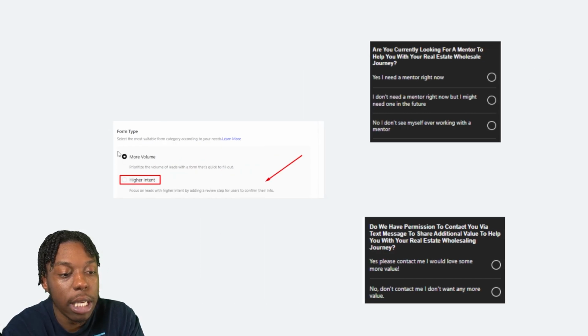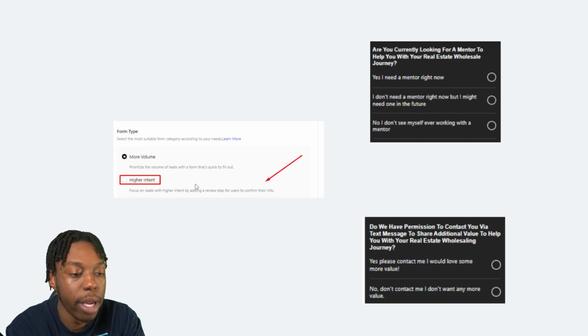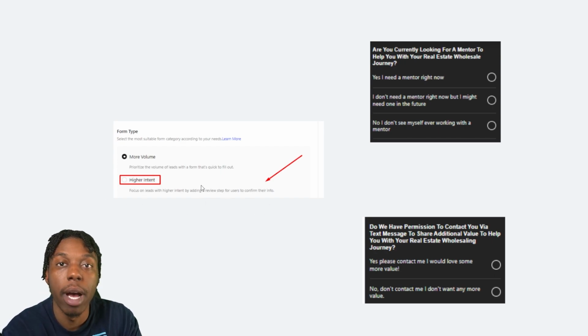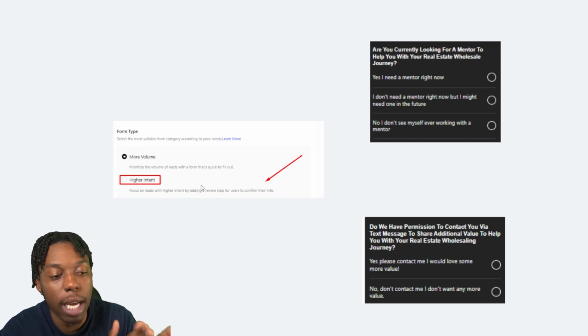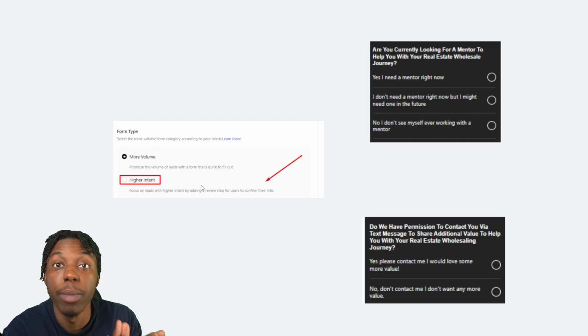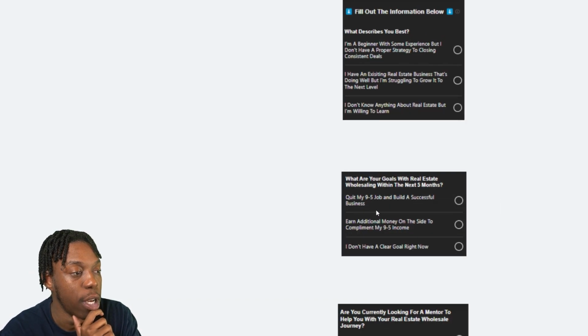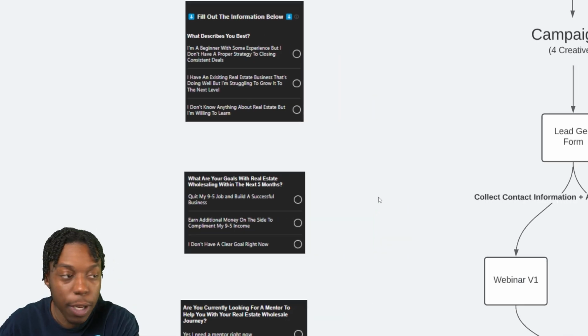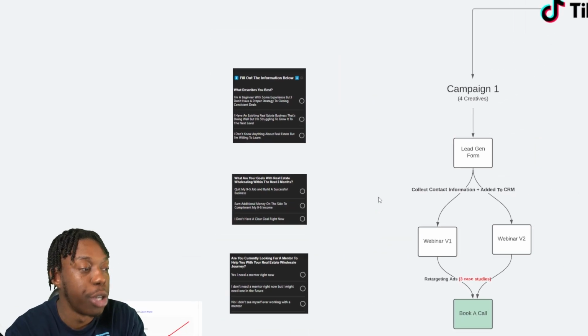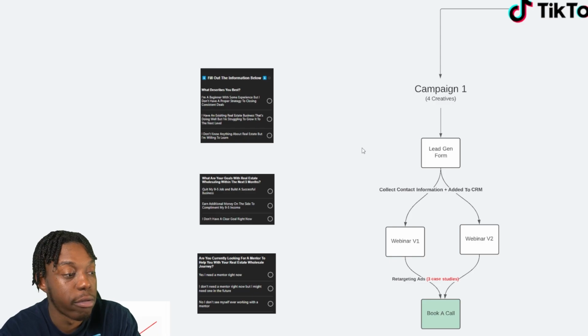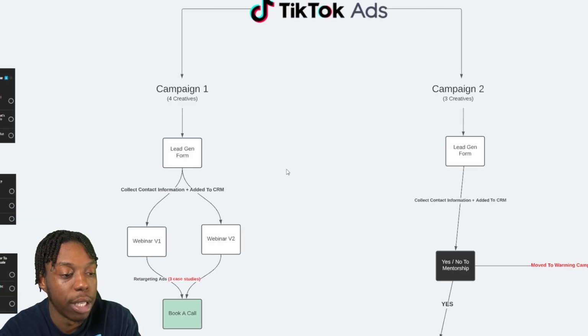We're also using the high intent form. So we were using the more volume form for one of the campaigns, and we realized the higher intent form will reduce the amount of people that just put in any random information, because the high intent form focuses more on confirming your information and taking an extra step before submitting the actual lead gen form. So all these campaigns will be done with a lead gen form. Someone has to submit the lead gen form first, and then we continue the system.